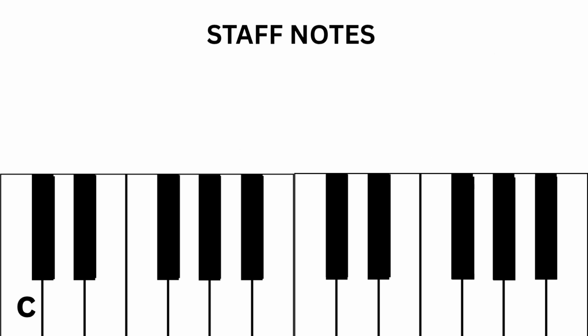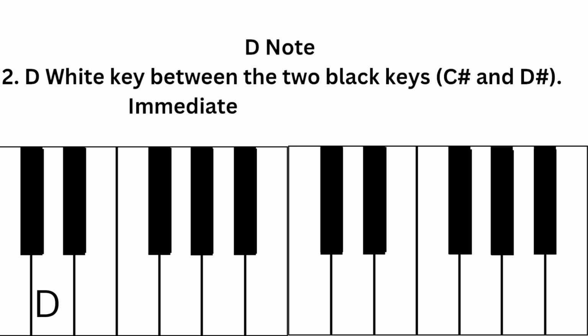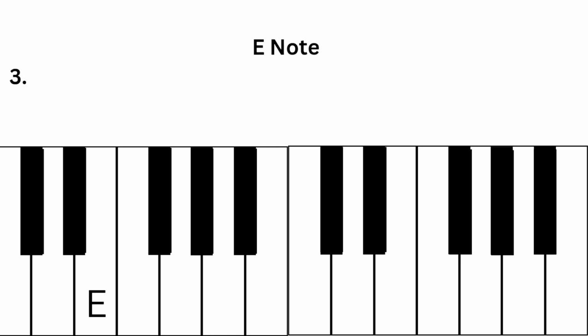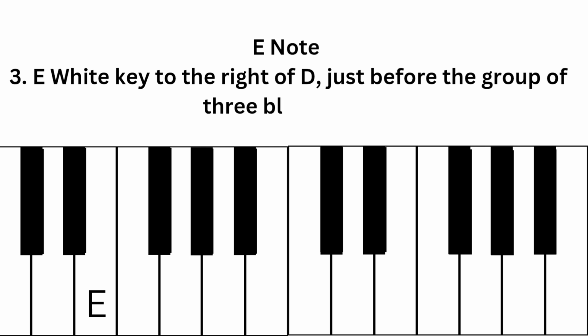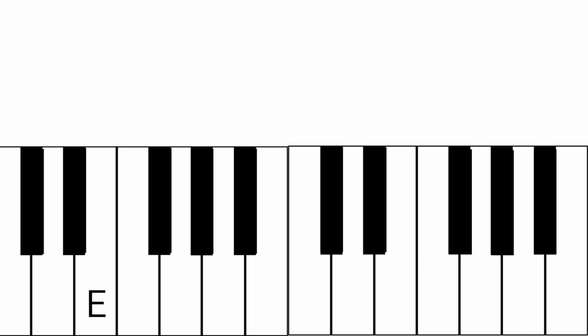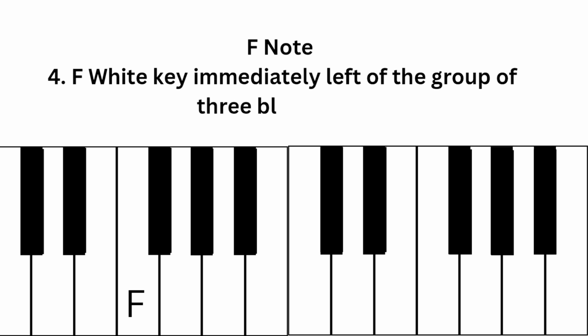D is a white key between the two black keys, that is C sharp and D sharp, immediately right of middle C. E is a white key to the right of D, just before the group of three black keys. F is a white key immediately left of the group of three black keys.